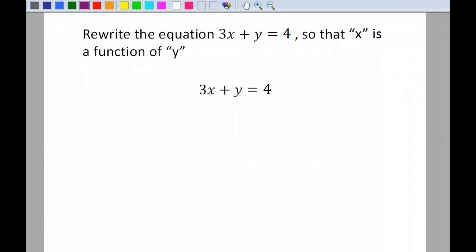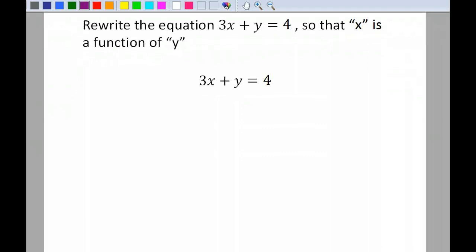Okay, now let's take a look at another one. I want you to rewrite the equation, 3x plus y equals 4, same equation, so that x is a function of y. What does that mean? That means I want to isolate x. I want x by itself. So I want you to go ahead and hit pause, and then resume when you think you've got your answer.